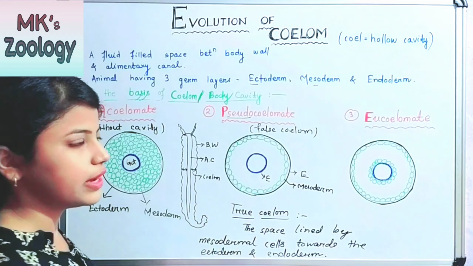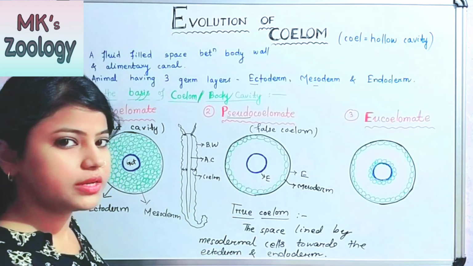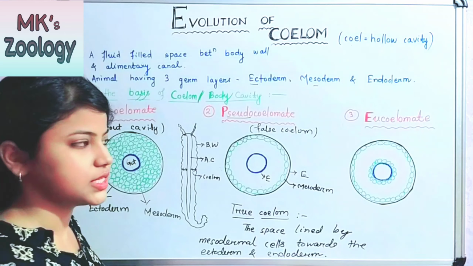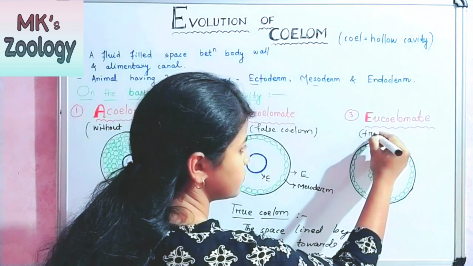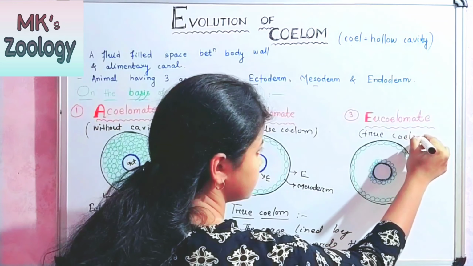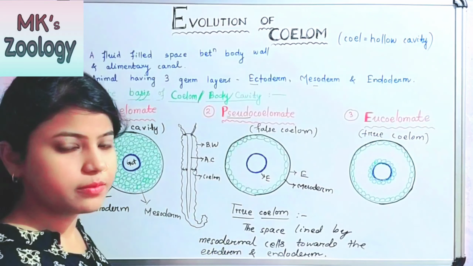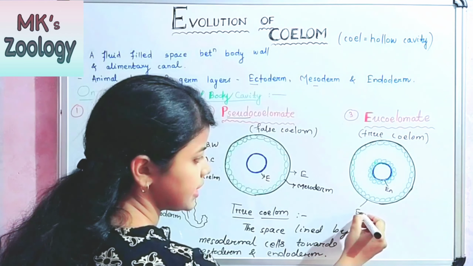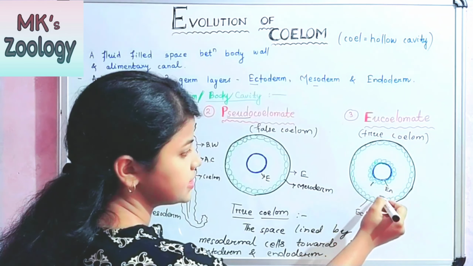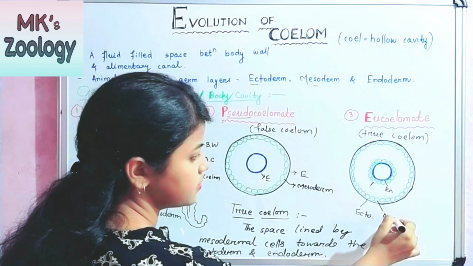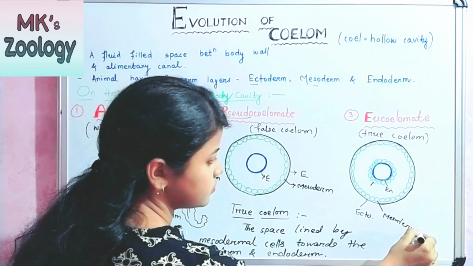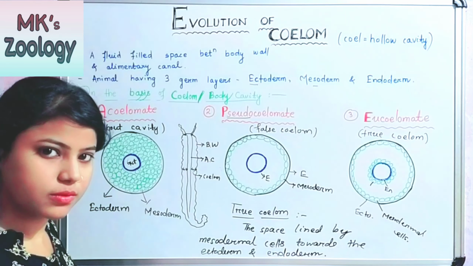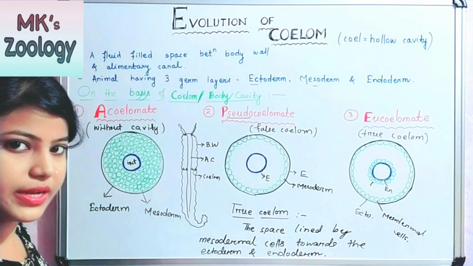Okay. Then the third one, that is eucoelomate. Eucoelomates have the true coelom. In eucoelomate, true coelom is present. As you can see in the diagram, this is ectoderm, this is endoderm, this is ectoderm, and these green color cells are mesodermal cells. Is it clear now? So, let's see the examples.